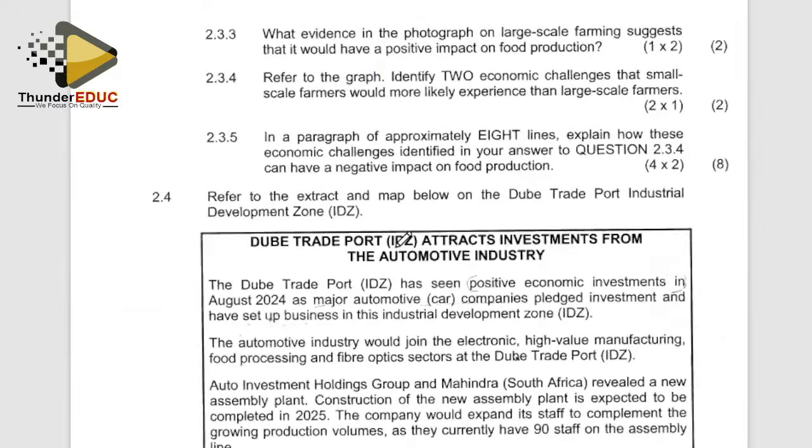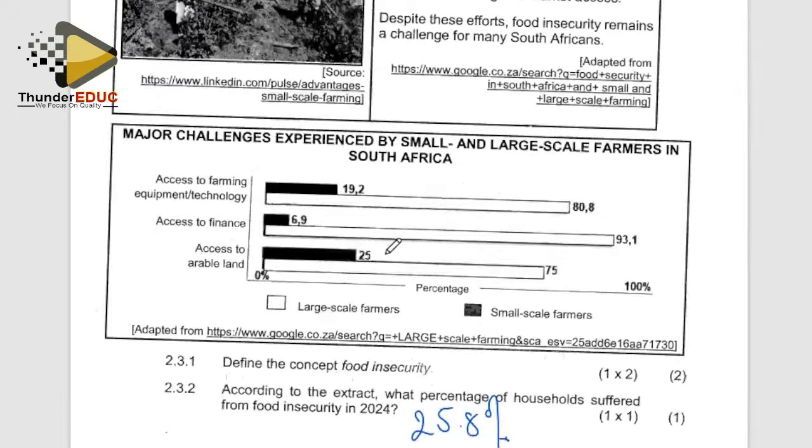Refer to the graph, identify two economic challenges that small-scale farmers would more likely experience than large-scale farmers. We're just referring to the graph here. Small-scale farmers have limited access to farming equipment and technology.